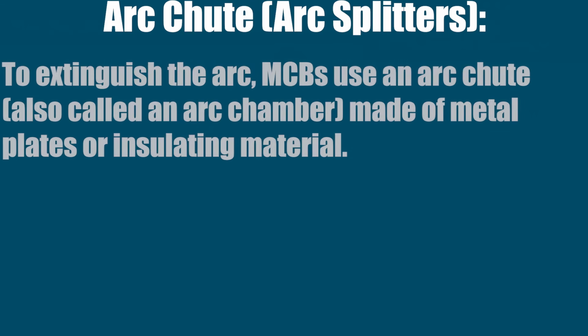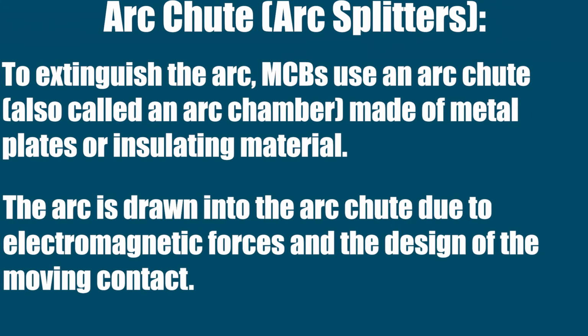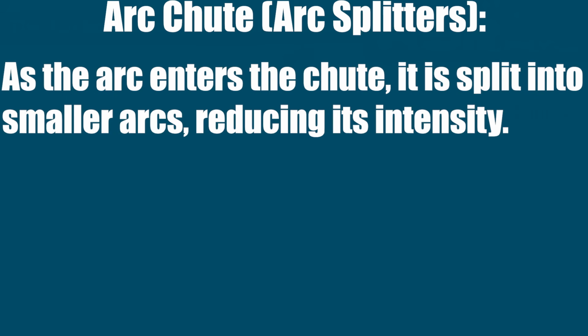That's where the arc chute comes in, or arc splitters. To extinguish the arc, miniature circuit breakers use an arc chute, also called an arc chamber, and this is made of metal plates or insulating material. The arc is drawn into the arc chute due to electromagnetic forces and the design of the moving contact. As the arc enters the chute, it is split into smaller arcs, reducing its intensity.